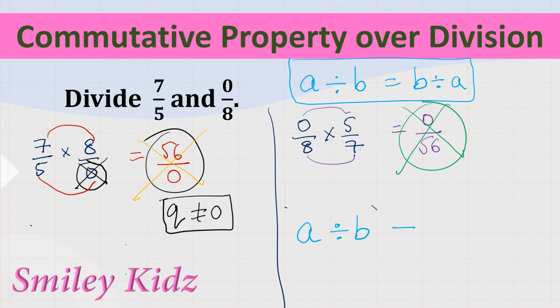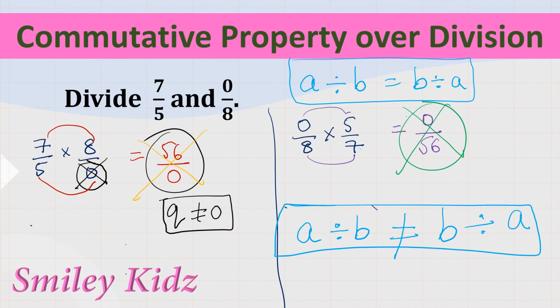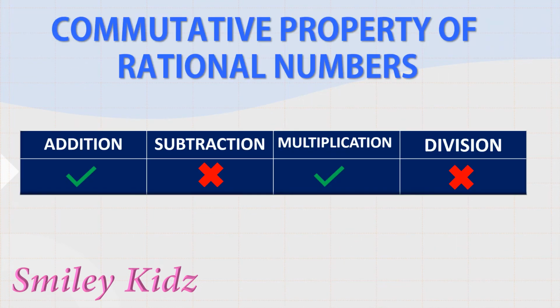A divided by b is not equal to b divided by a. That is, rational numbers do not satisfy commutative property over division. We have filled all the blocks, that is, rational numbers satisfy addition and multiplication but not subtraction and division. This is all about commutative property of rational numbers.